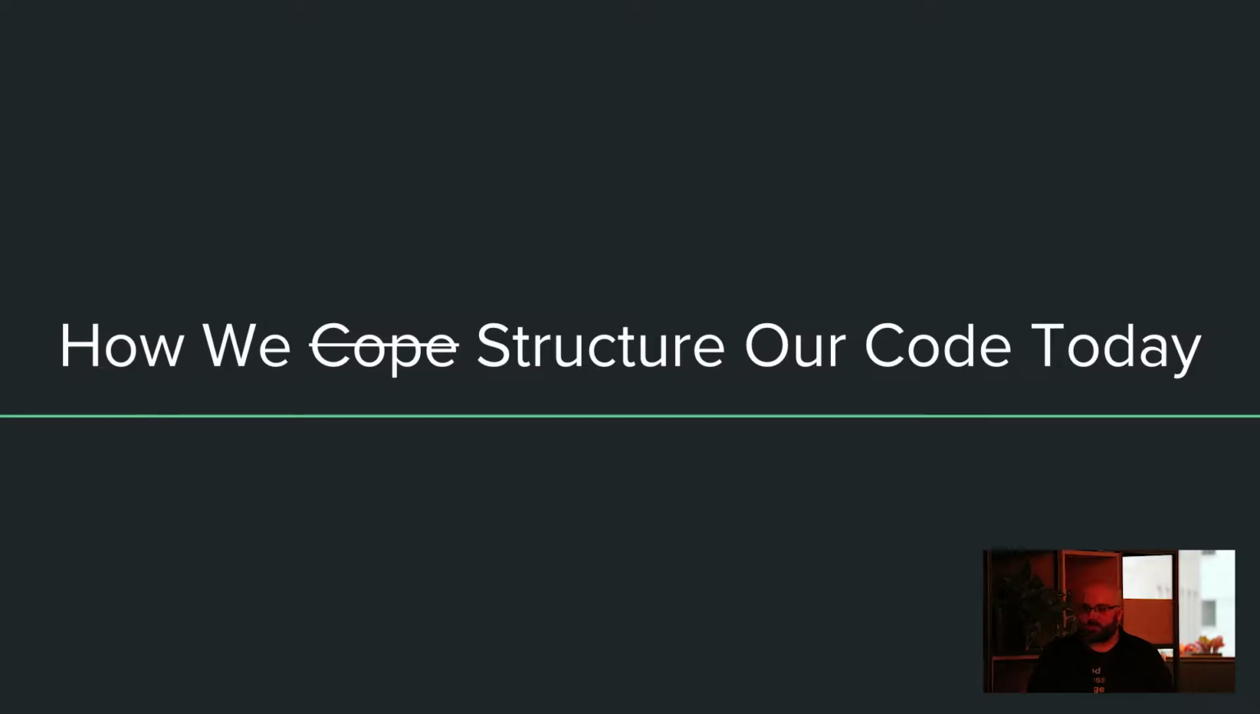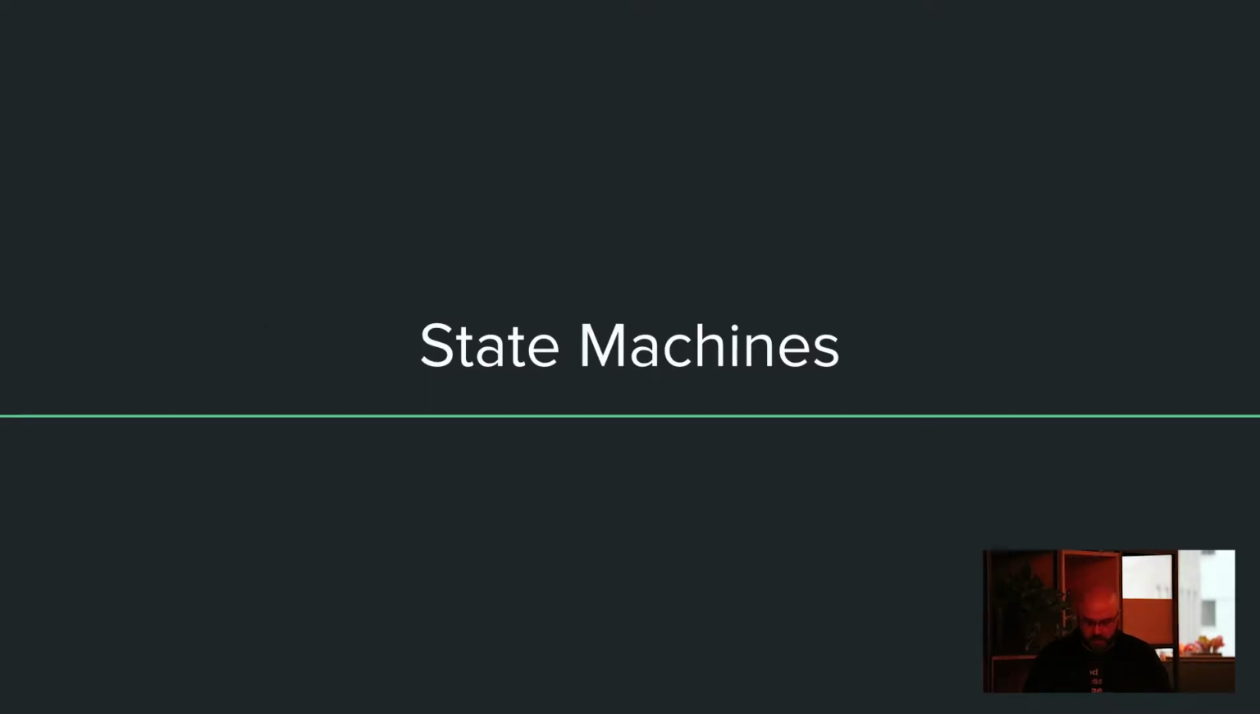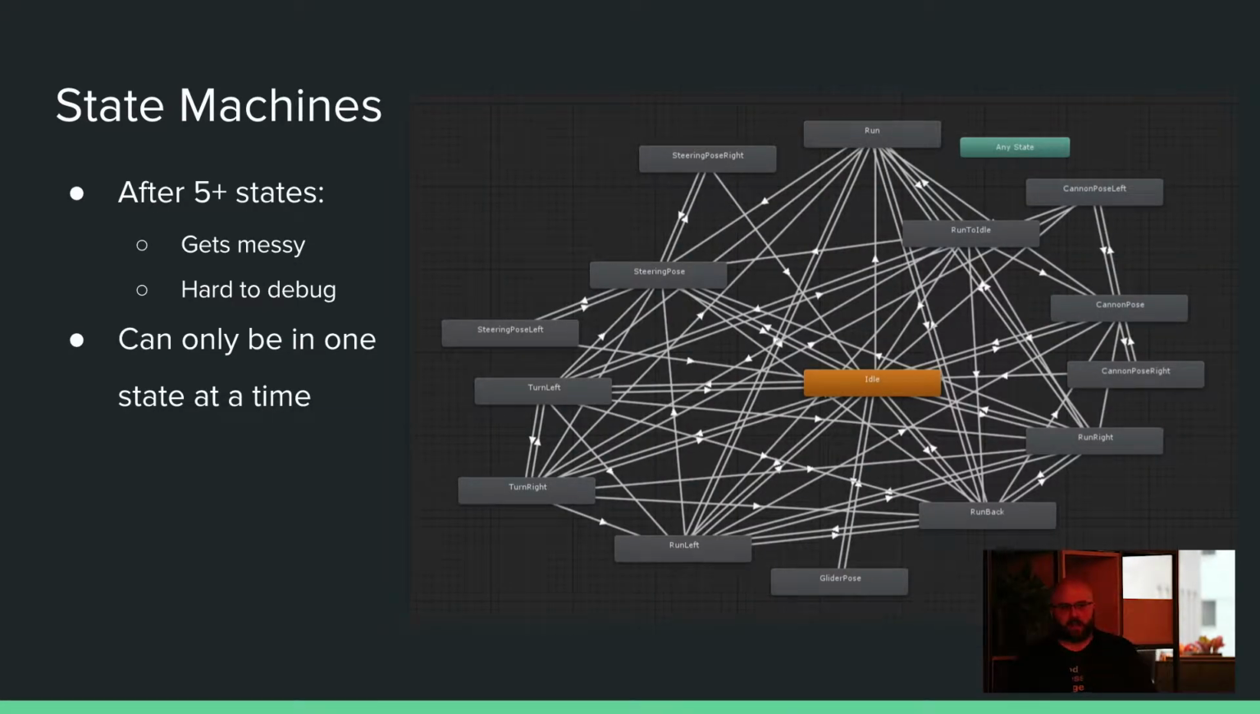So how do we structure our code today? How do we keep on top of that? One of the most popular ways, of course, and most fundamental ways is state machines. I think they're fantastic until they're not. If you just Google mechanism or state machine or whatever the Unreal equivalent is called, you usually see graphs like this. They're not pretty. After 5+ states, in my opinion, it gets really messy and really hard to debug. Especially with 5 states, it gets really easy to draw a pentagram, so that's not a good sign.